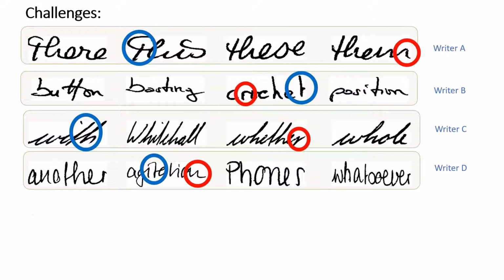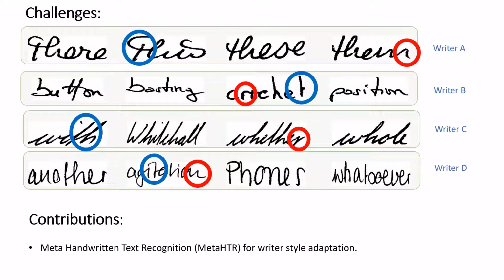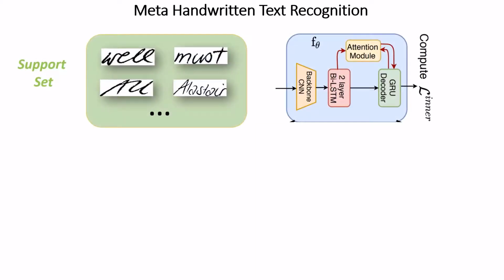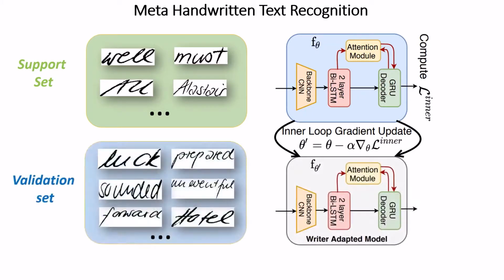Therefore, we introduce the problem of writer-adaptive handwritten text recognition, where the model adapts to new writing styles with only very few samples. We introduce a meta-learning framework to tackle this new problem, where instance-wise weights are made learnable for a character-specific loss, specifically designed for HTR. During inference, our MetaHTR framework exploits additional handwritten images of a specific writer through a support set, and gives rise to a writer-adapted model via a single gradient step update. Then, the writer-adaptive model is used to perform handwritten text recognition for texts from that specific writer.